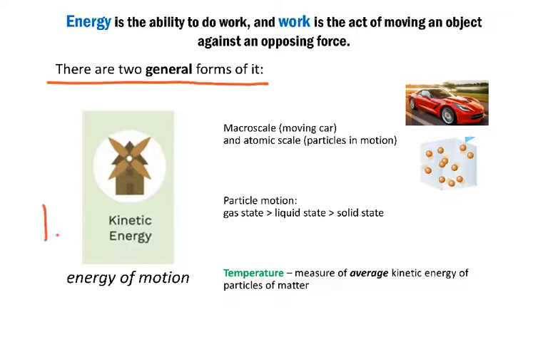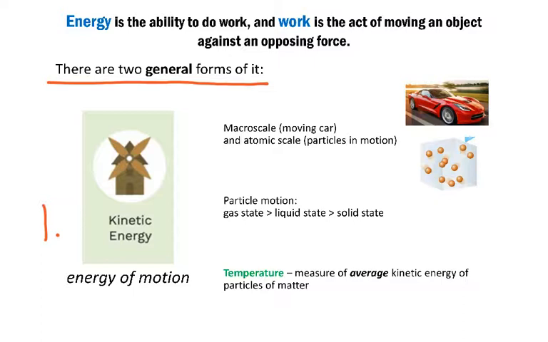One is kinetic energy. Kinetic energy is just the energy of motion, right? Just by the act of something having mass and moving, it contains energy. It can do work by its motion. So this could be macro scale, like a moving car. It could be atomic scale, like particles in motion, which we've already seen before, right? And we know that particles are always in motion, whether gas particles are flying around whatever space they contain, or solid state particles are vibrating in place.